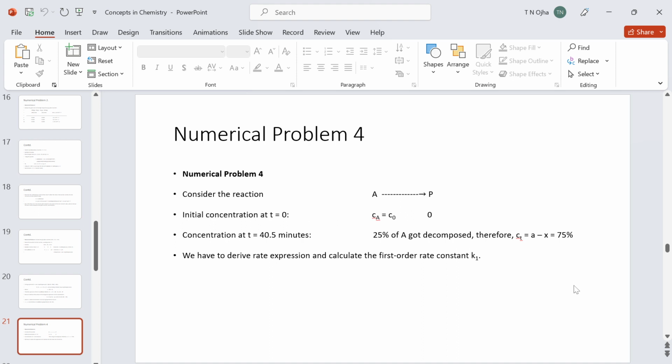Numerical problem 4. Hypothetical reaction, A gives P is given. Initial concentration of A is C0, P is 0. Concentration after time 40.5 minutes: 25% of A got decomposed. Therefore, Ct equal to A minus x equal to 75%. We have to derive the rate expression and calculate the first order rate constant. It is given that the reaction belongs to order 1.